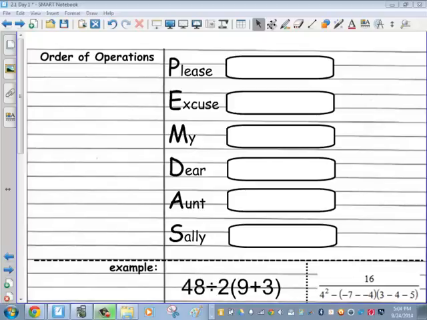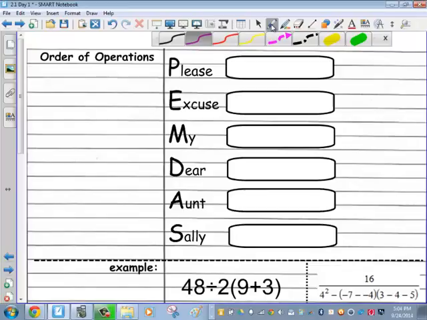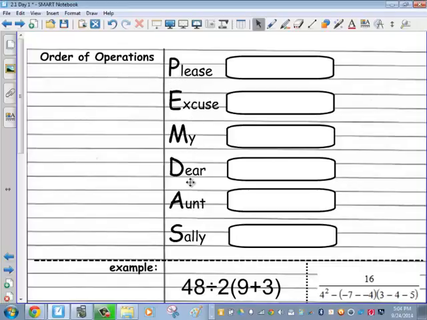Okay, now we are going to be talking about the order of operations. This is something you've seen before, so I'm going to breeze through this. This is how I remember it. Some people have different ways to remember it, but I remember it as, please excuse my dear Aunt Sally. So we want to remember what this stands for.